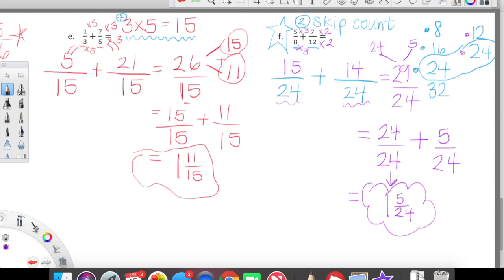Secret word again. What are the 2 strategies that we're using right now in lesson 9 to find a common denominator? We have 1 strategy here, and then we have 1 strategy here.